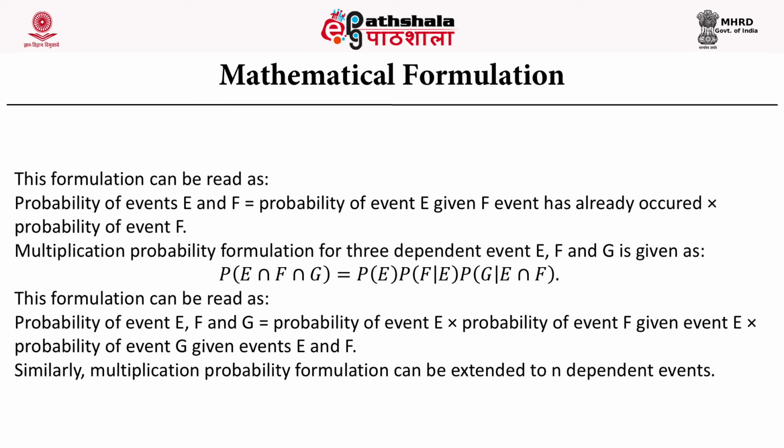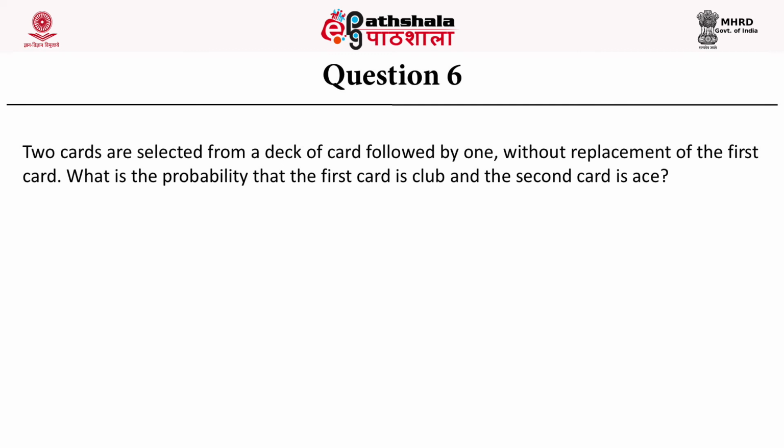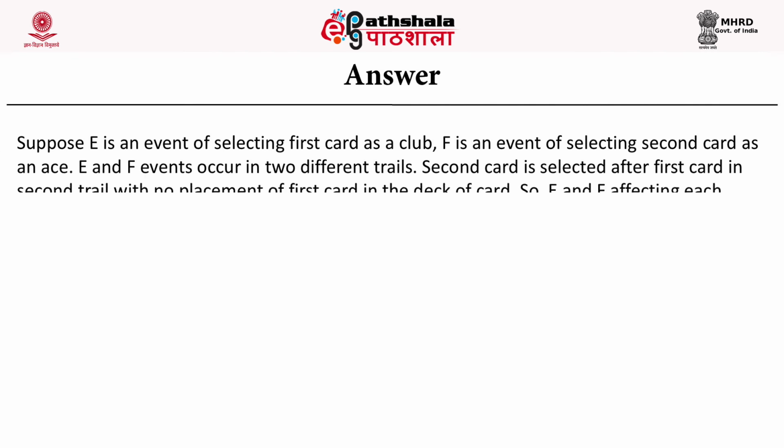Similarly, the multiplication probability formulation can be extended to n dependent events. Two cards are selected from a deck of cards, one after the other, without replacement of the first card. What is the probability that the first card is a club and the second card is an ace? So now we will discuss how to solve this type of problem.